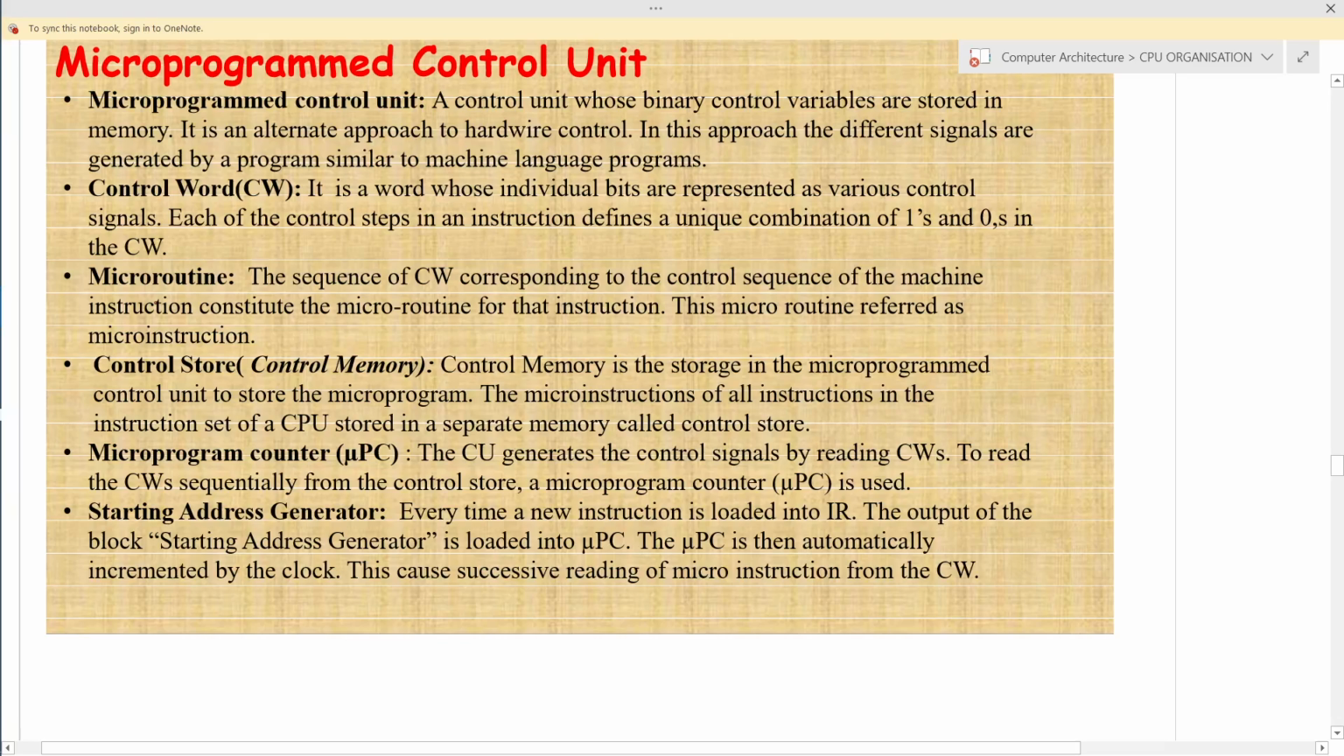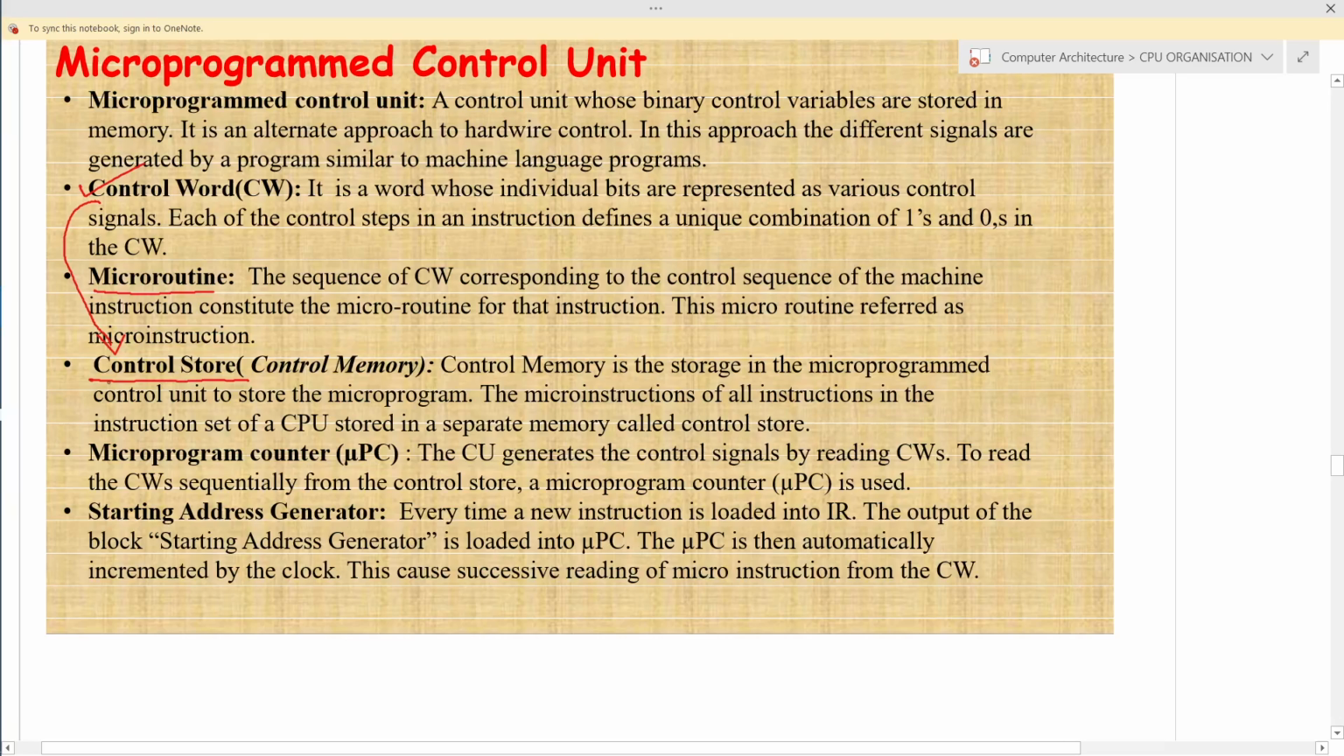For example, if we have to put PC out and MR in, then the corresponding bit for PC out will be 1, and the MR in bit will be 1, whereas all other bits that are not required for that control step will be marked as 0. So this way a control word is represented, and all the control words are kept in the memory. It is not the main memory or RAM, it is a control store.